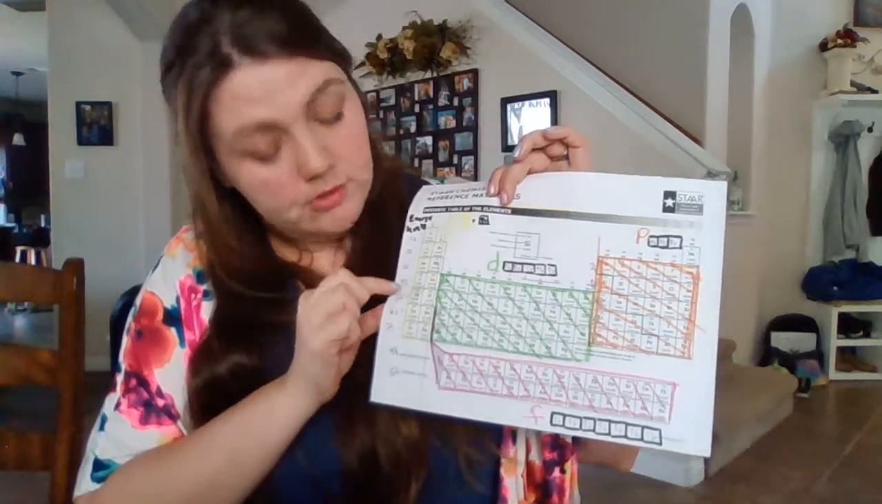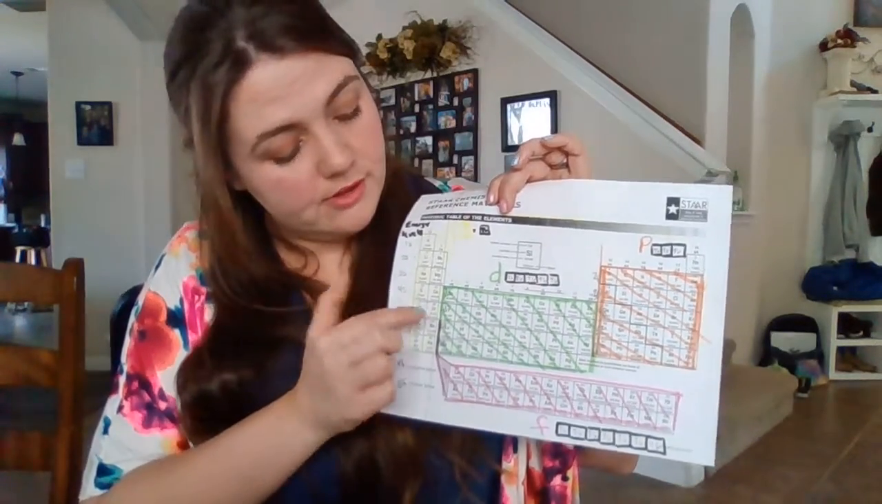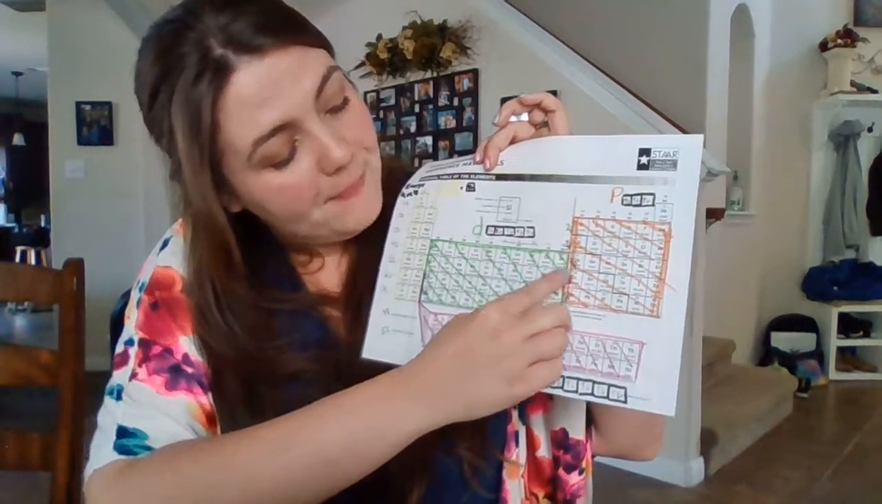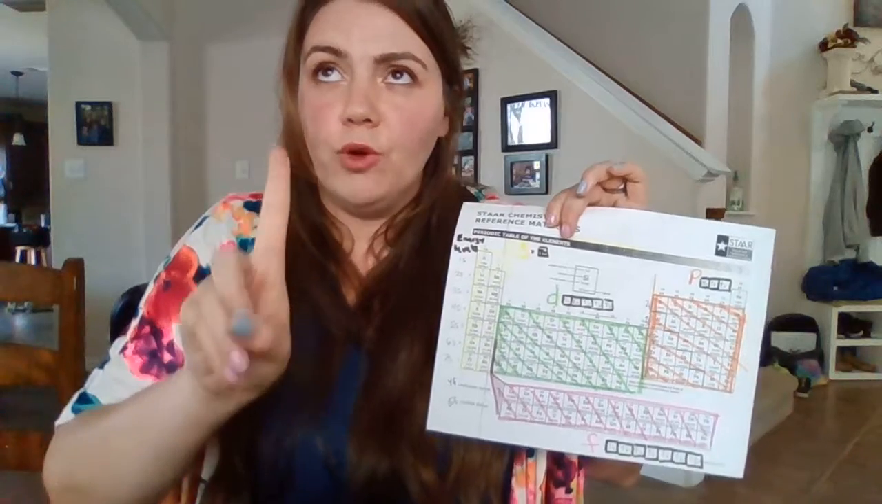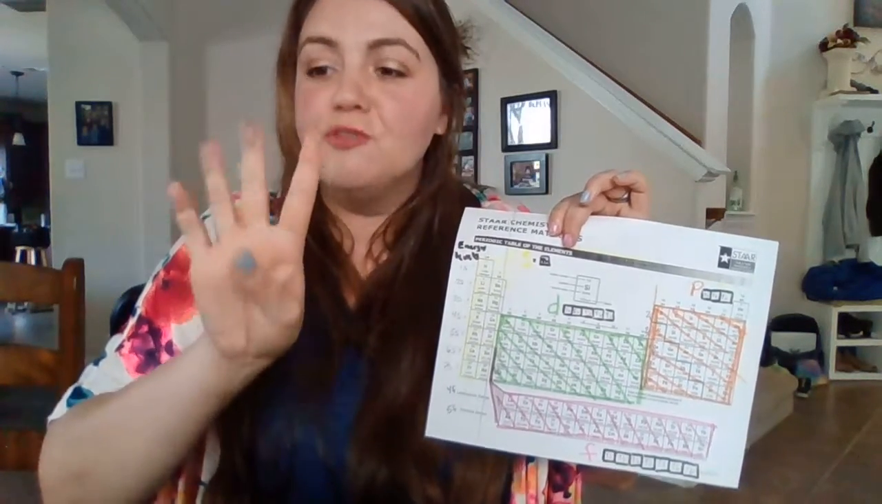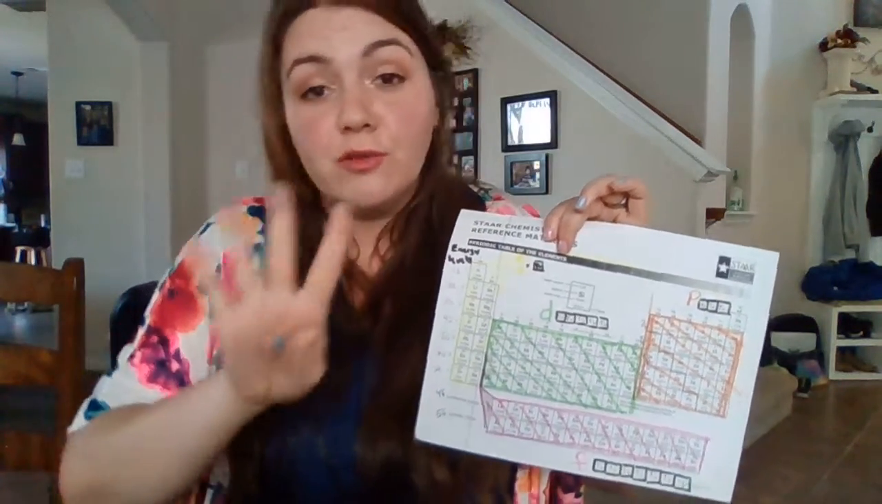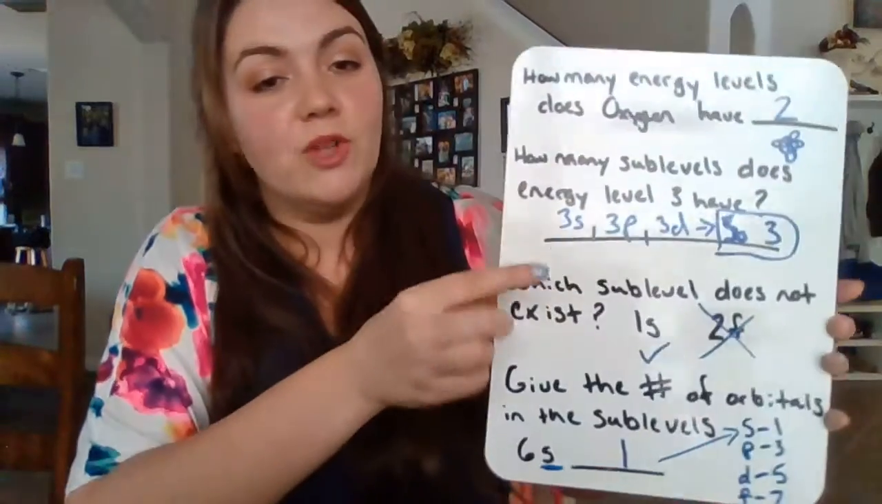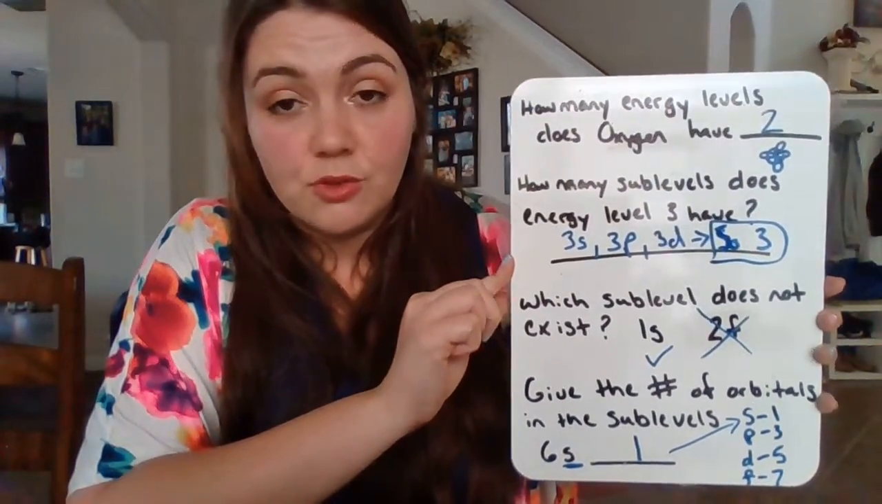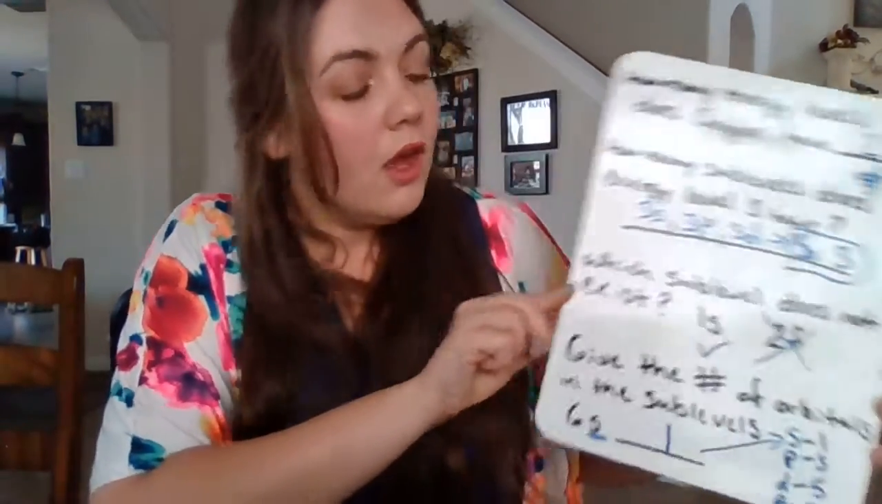Energy level 4 has 4 sublevels. 4s, 4d, 4p, and it has a 4f. What have I not said? 4s, 4p, 4d, 4f. So it has 4. Energy level 4 has 4 sublevels. So you literally just write the number. If something says how many sublevels does that energy level have, well, what number energy level is it? It's 3. Okay, then it has 3 sublevels.